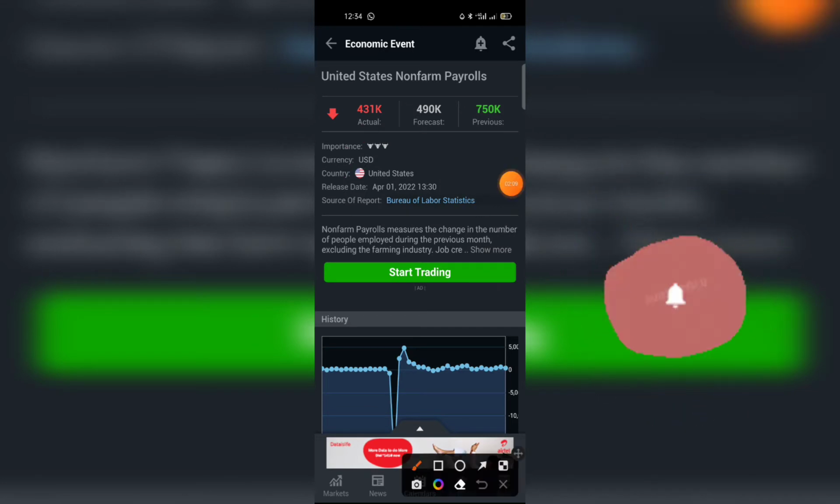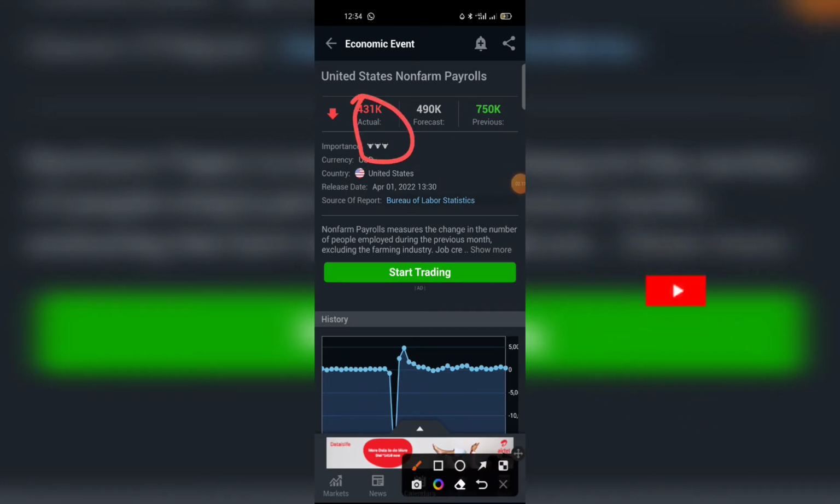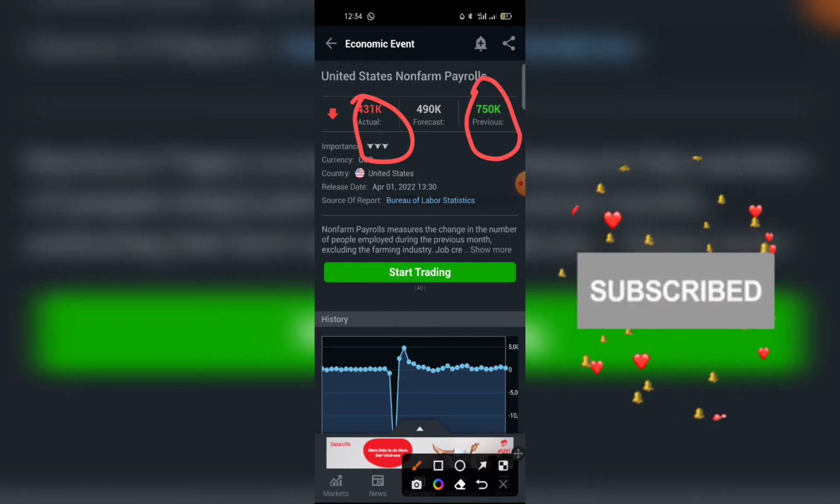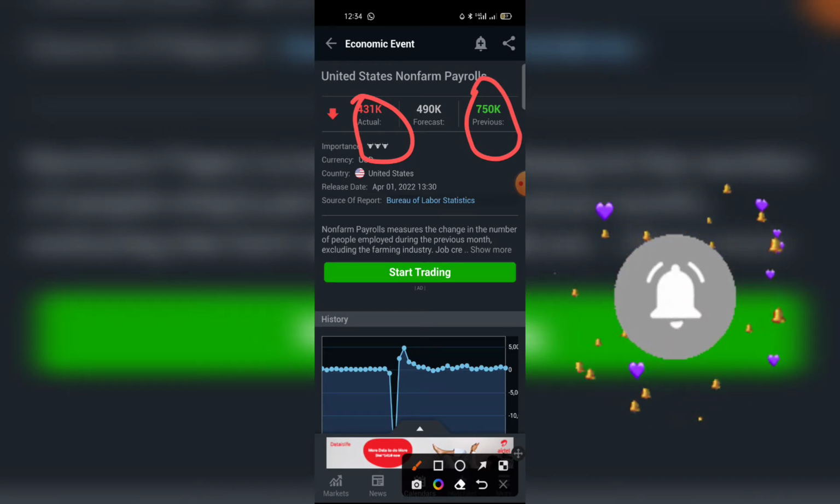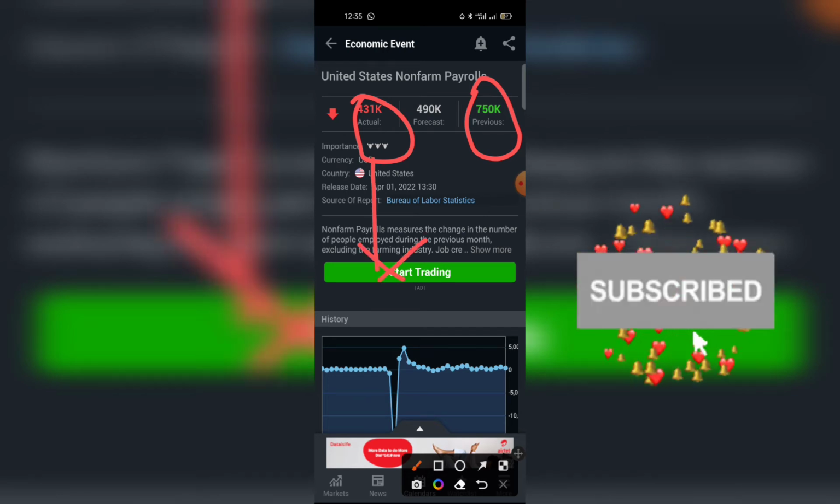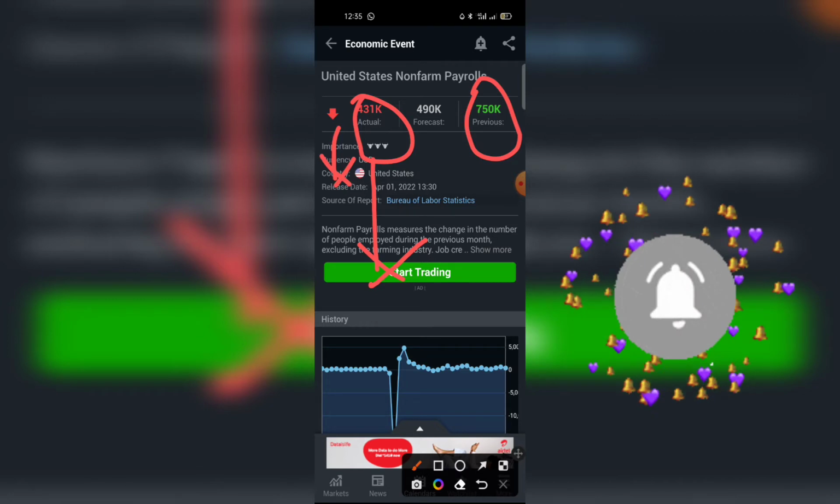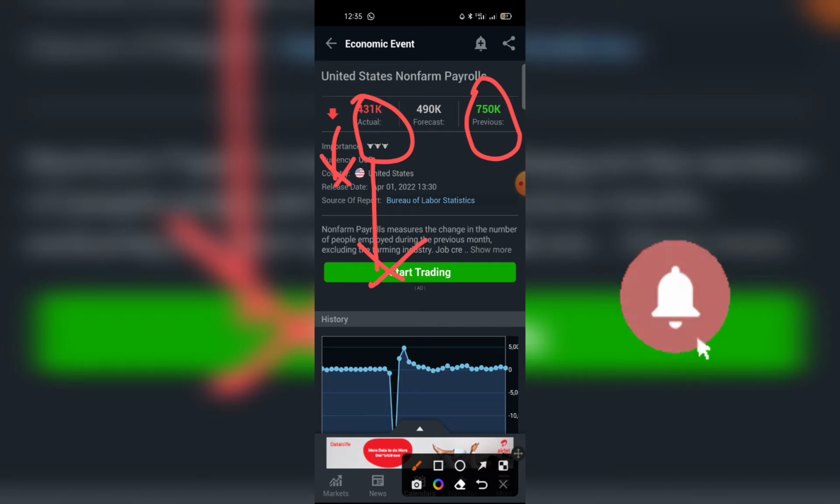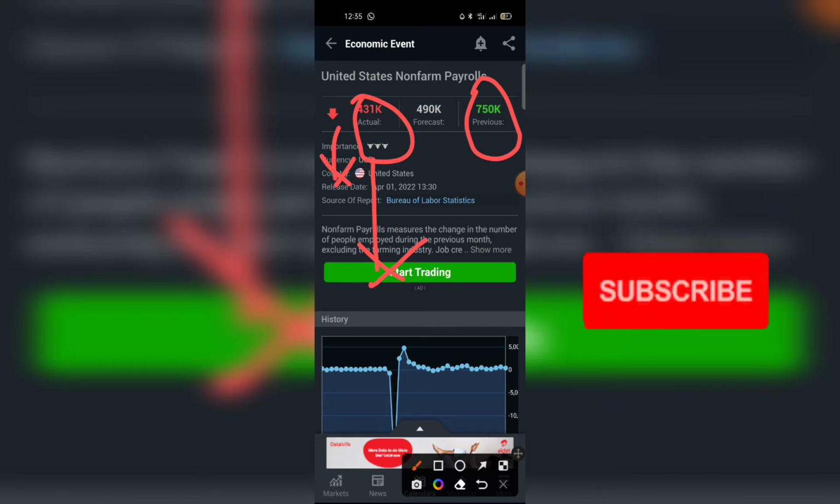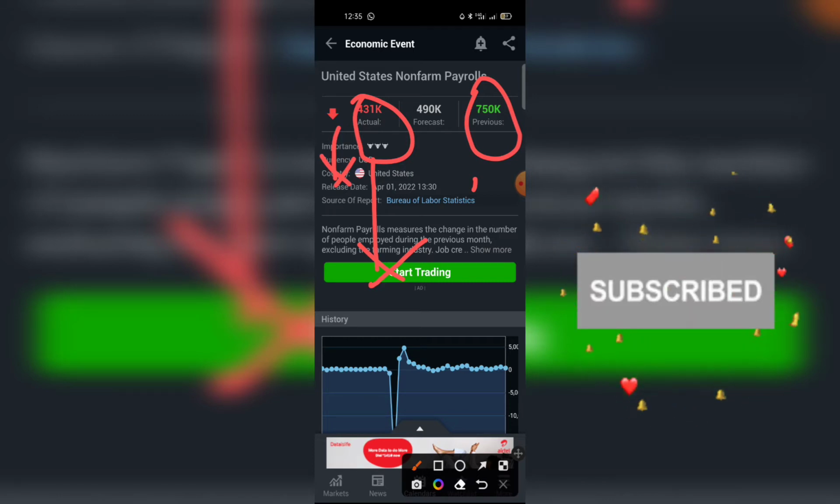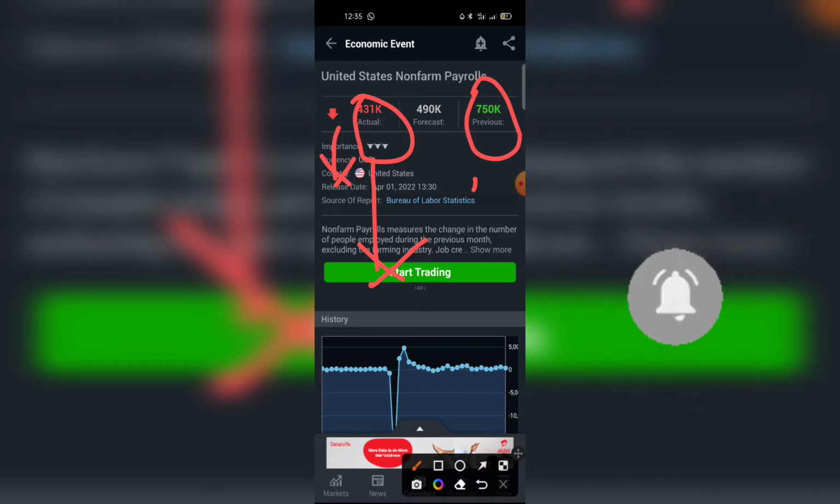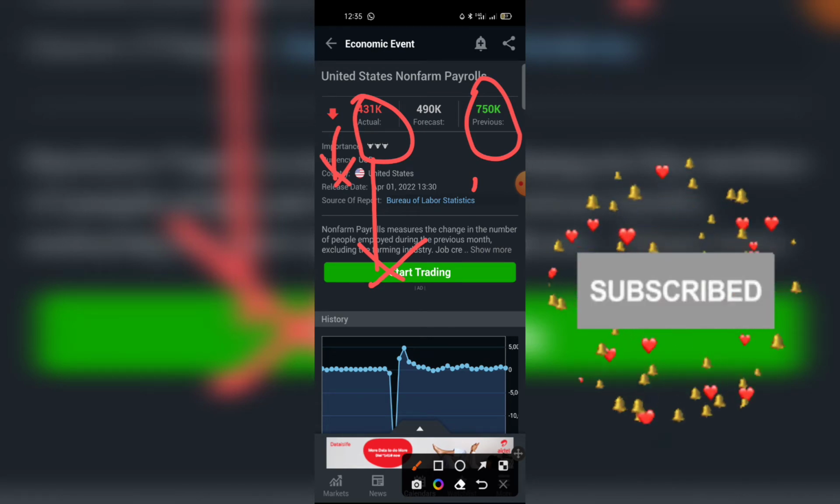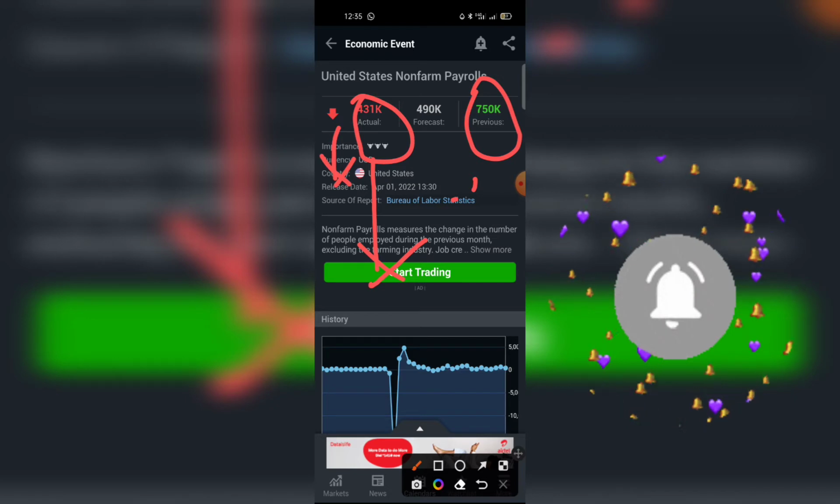When the actual is lower than the previous, it means the US dollar is going to go down. You can see this sign is negative for the US dollar. If the US dollar is dropping, for instance USD CAD is dropping, USD JPY is dropping, pairs like EUR USD will go up, GBP USD will go up. Gold will definitely go up, because all these are inversely correlated to the US dollar.